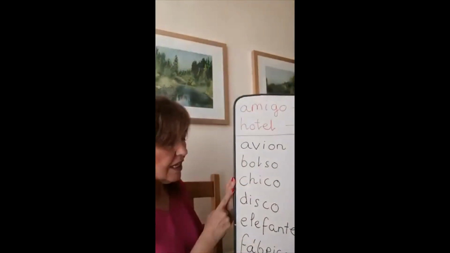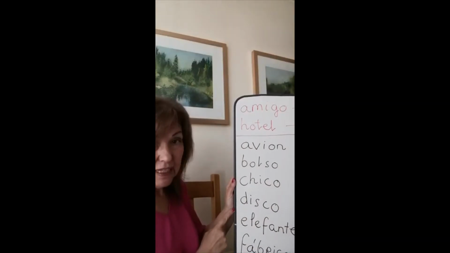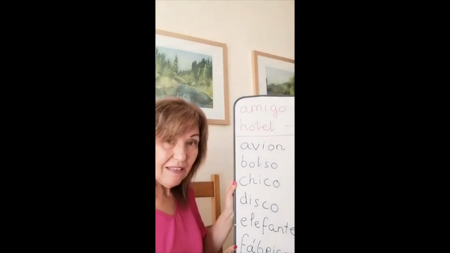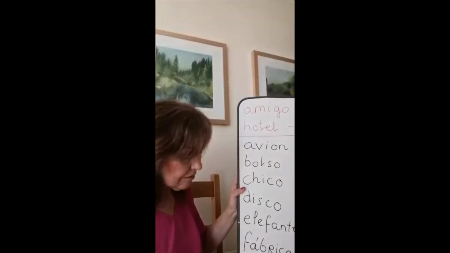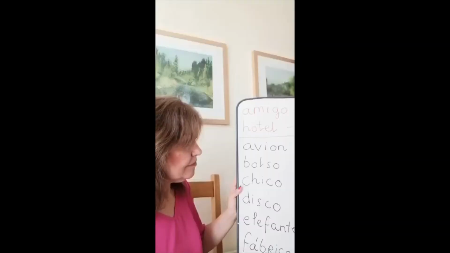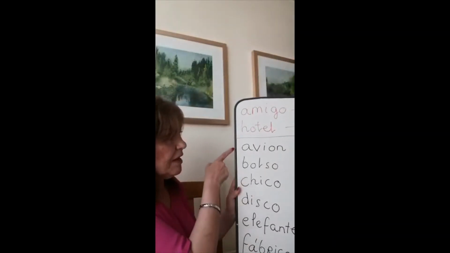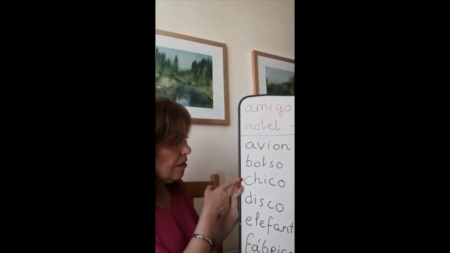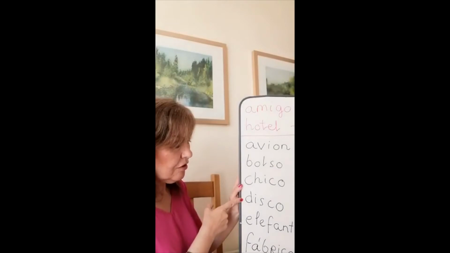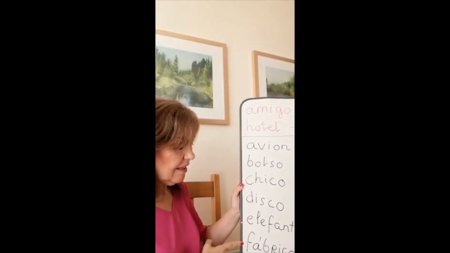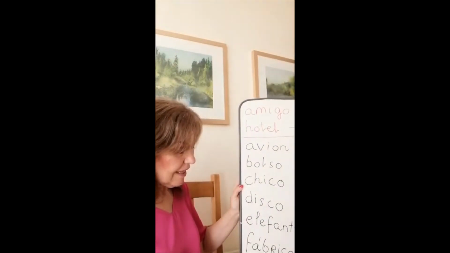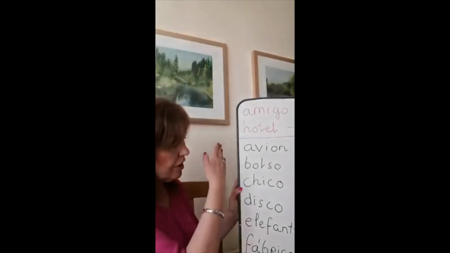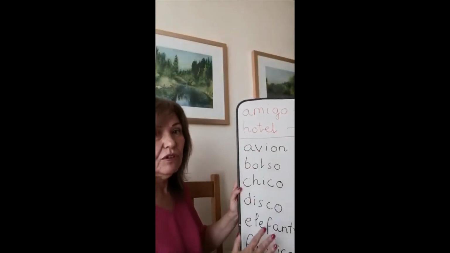bolso, chico, disco, elefante, fábrica, gato, and helado. In case you missed the page, I'm just reminding you that that was a plane, a bag, a boy, a record, an elephant, factory, a cat, and this is ice cream. Yes, we haven't put any articles in front yet, just giving you the nouns.